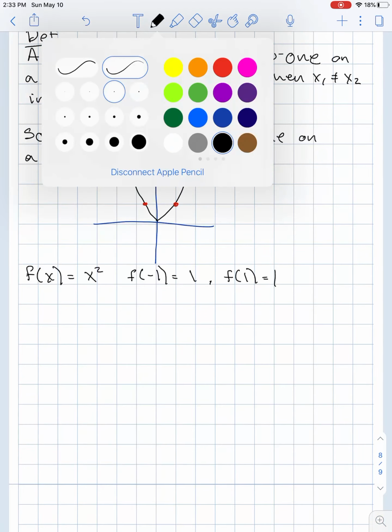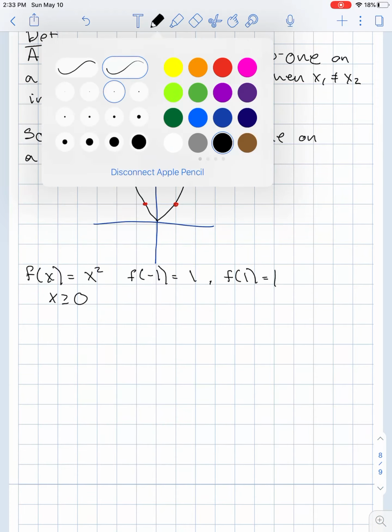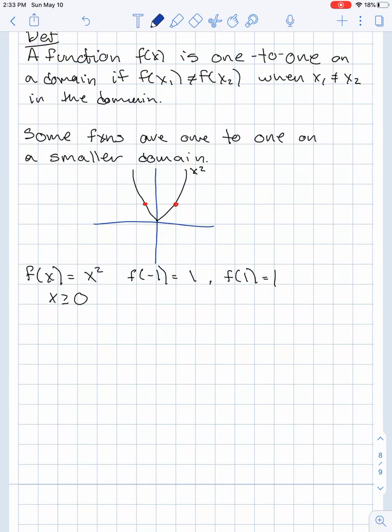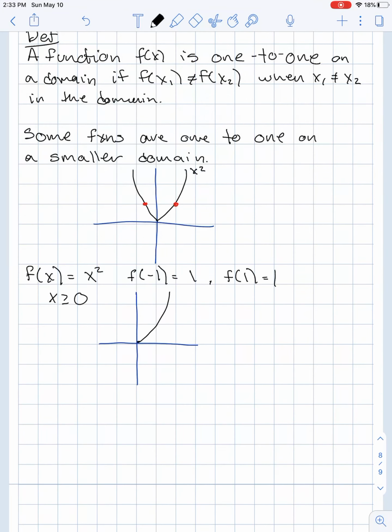Well, what if I just restrict this to when x is greater than or equal to 0? Then I just get one side of the function, and that now is 1-to-1. So that's what we mean by saying that some functions are 1-to-1 on a smaller domain.